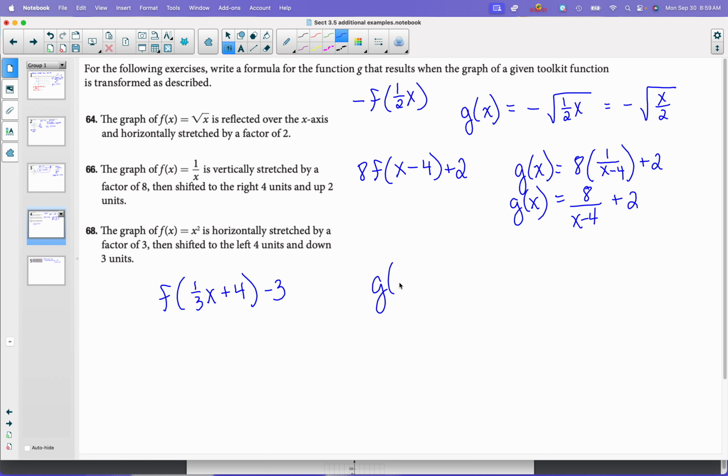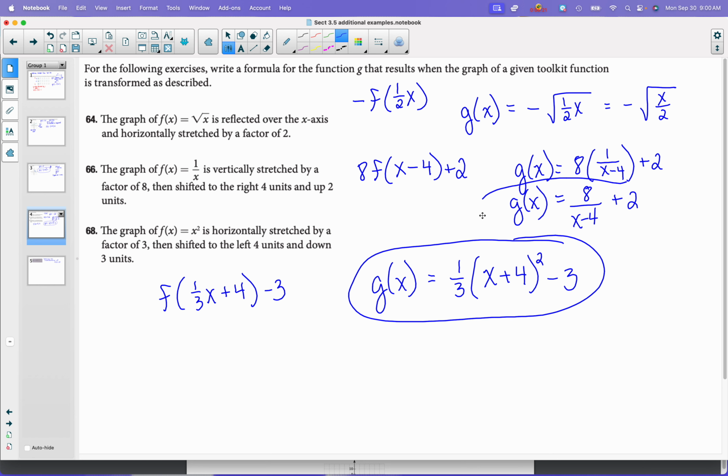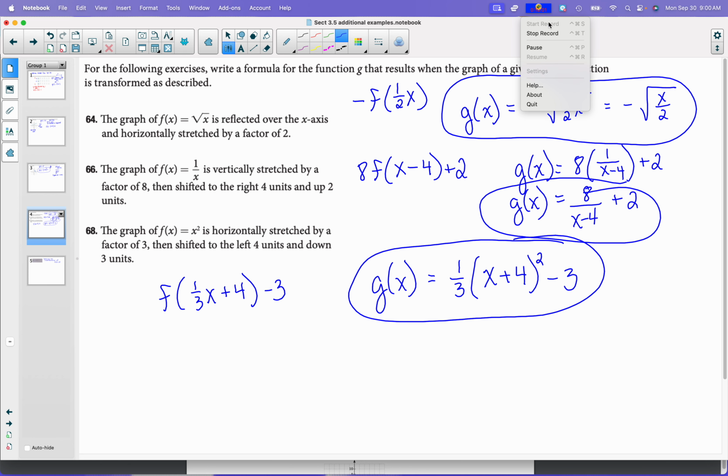But in terms of g of x, we're going to take our function, we're going to have a 1/3. We want to shift it to the left 4, and then we're going to subtract 3. Wait, to the left 4. Sorry, that's a plus. And then down 3. So technically the question that was asked, this is your answer. Either one of those. Okay, I just wanted to show you, because sometimes you don't know what the function is and you're just asked to leave it in terms of f of x. So I wanted to make sure you could do that.